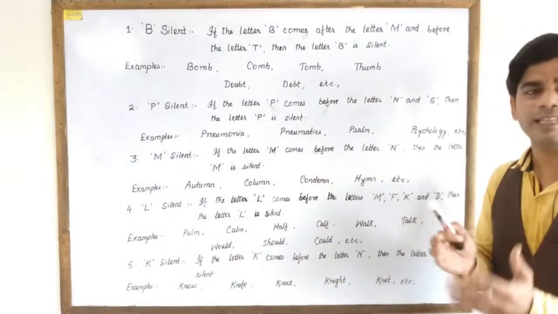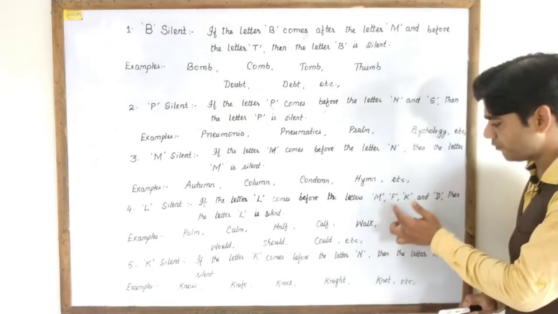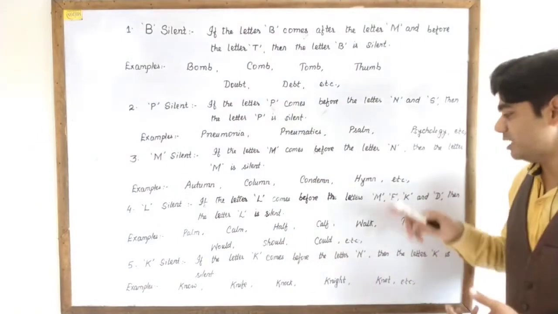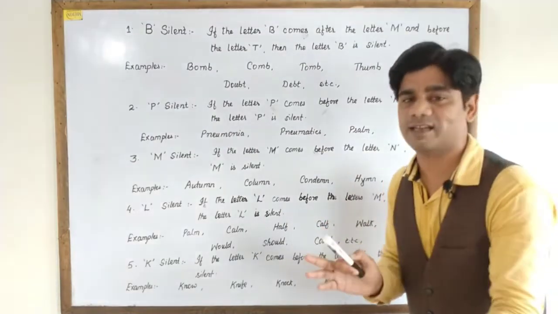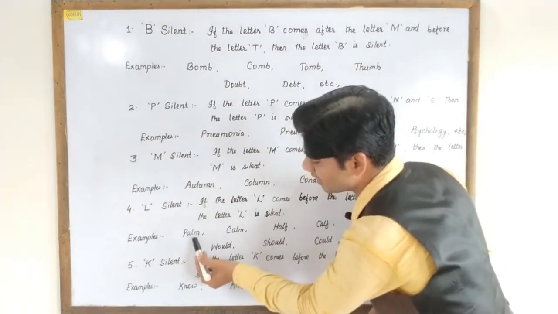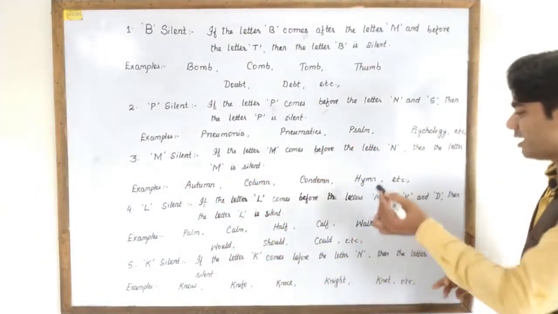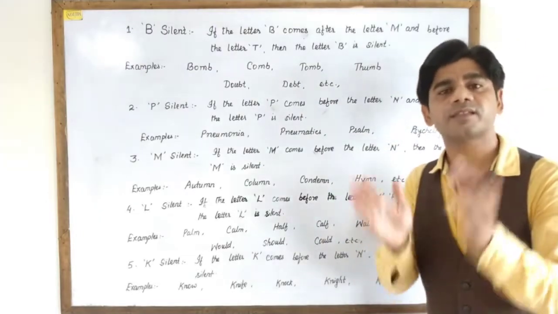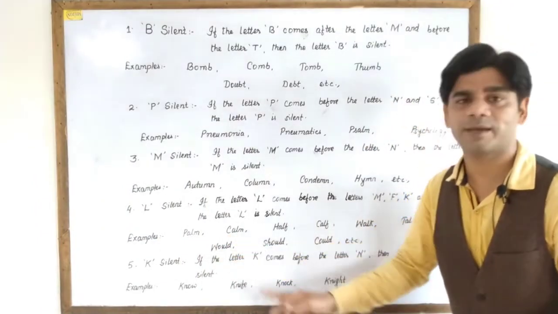L silent. The letter L becomes silent when it comes before the letters M, F, K and D. So we will understand this with some examples. See here, PALM, palm. Here L is becoming silent because as per the rule, if the letter L comes before the letter M, then L becomes silent. So PALM, palm. Now CALM, calm.